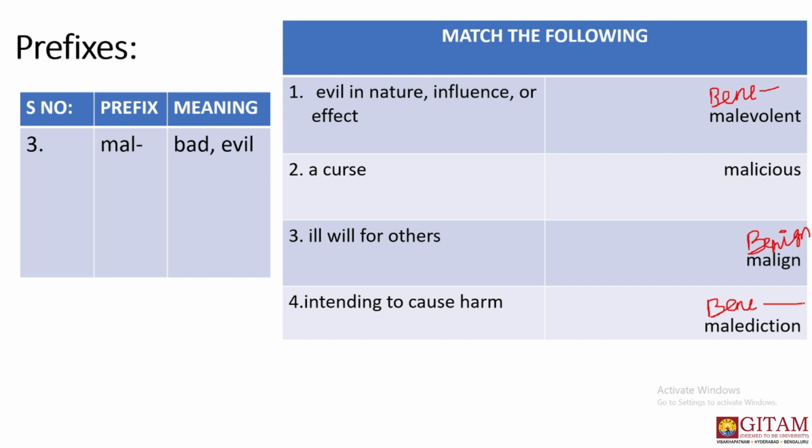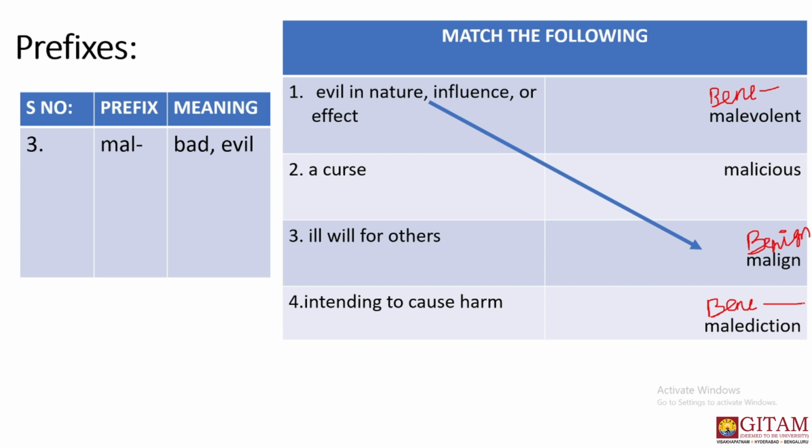Now, can you answer this? Can you pause this and try? Evil in nature. What is good in nature? Generous, kind, benevolent. Right? What is evil in nature? It can be malign. Let me explain. Benign, malign. Benign is harmless. Malign is harmful. Of course, malevolent and malign are very close.